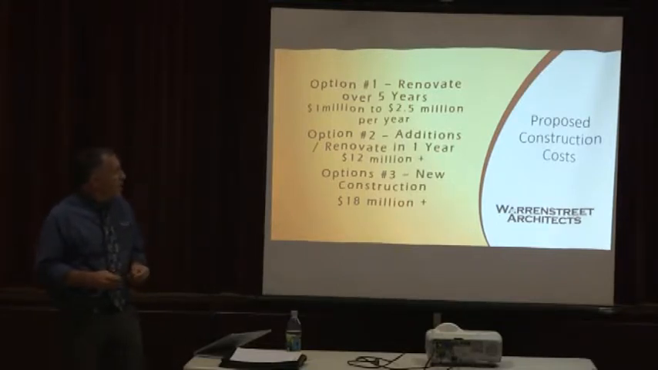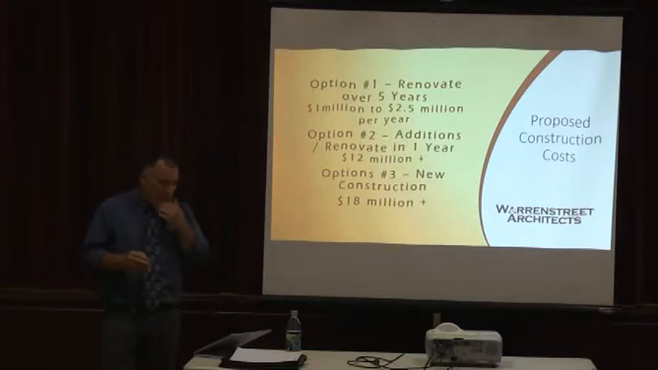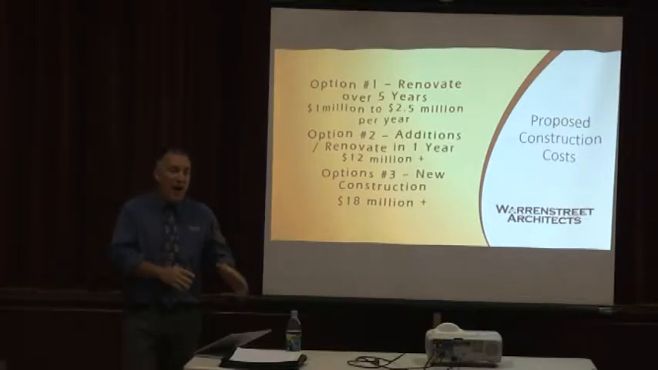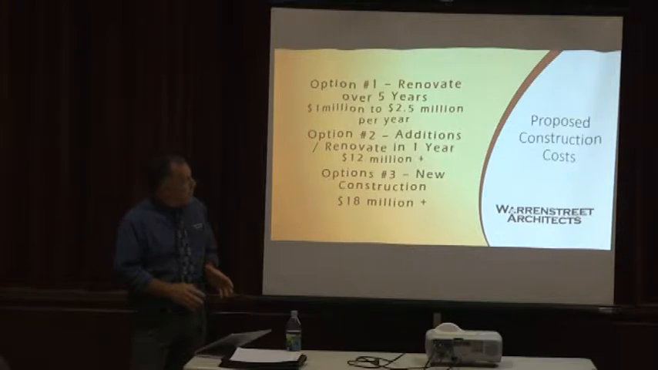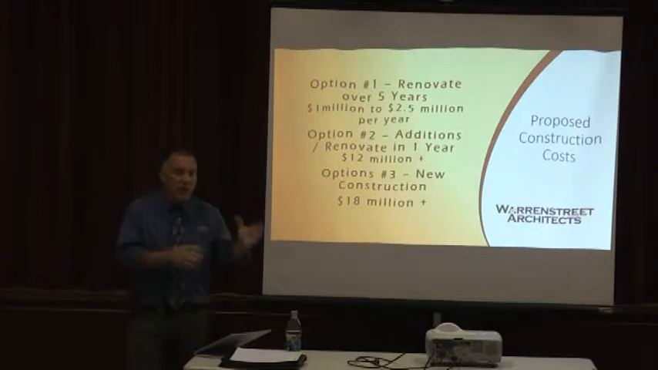Option one: renovate over 5 years. The worksheet that I worked up, one of the challenges here was that there's a number of items that have a really high need. And there's also a number of items that can't exist without other items being done. I'll give you an example.